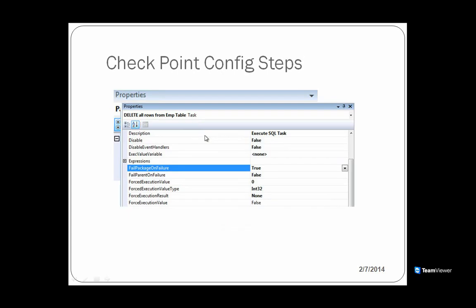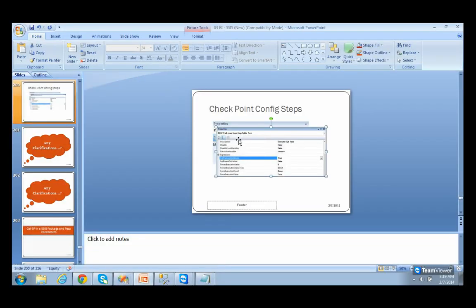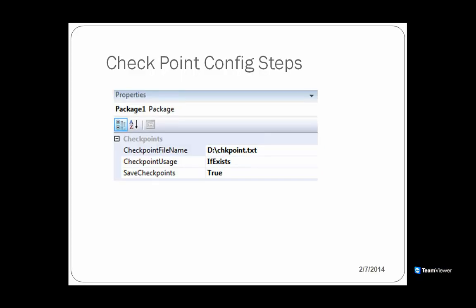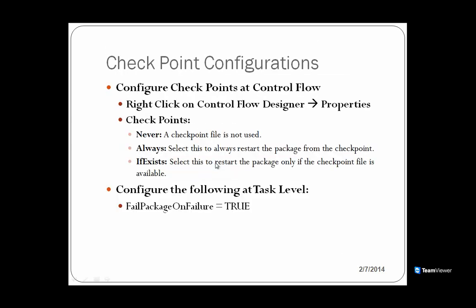And for the checkpoint configuration steps, you do this on the control flow designer. Right click, and you have to make these three settings. Checkpoint file: you have to provide a text file or XML file. Checkpoint usage: make it If Exists. And Save Checkpoints: make it true. These configurations you have to do.